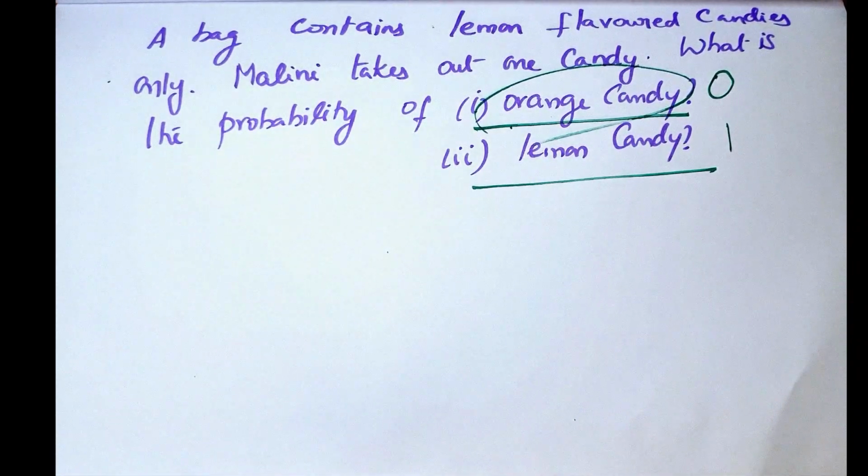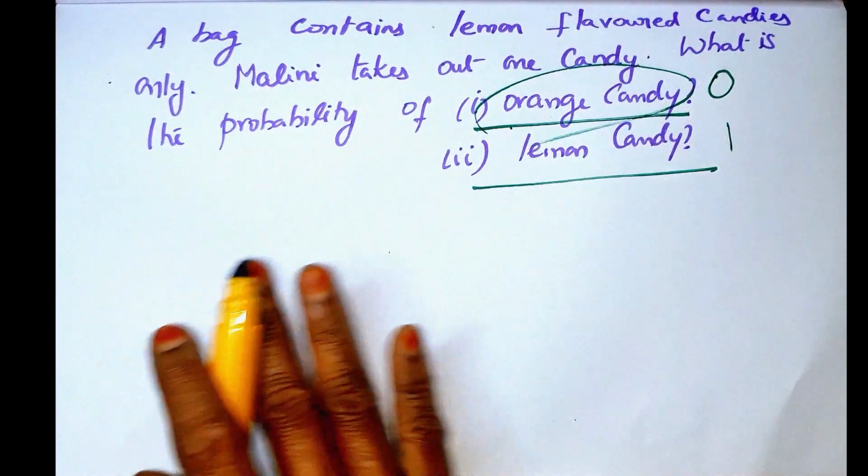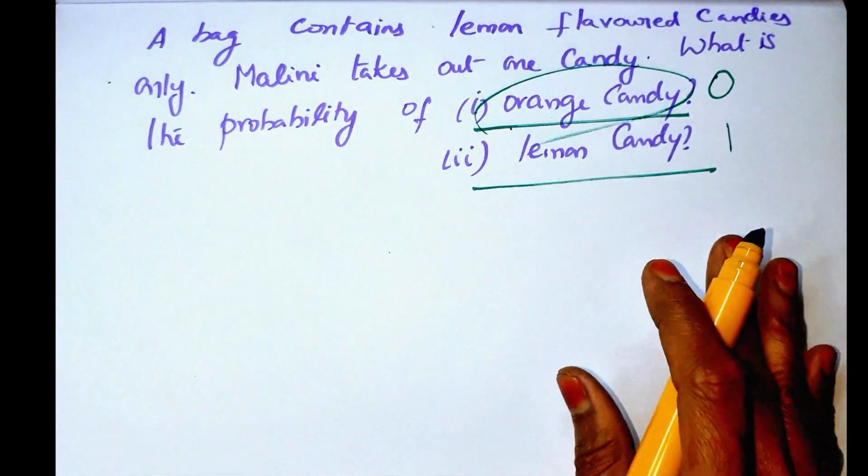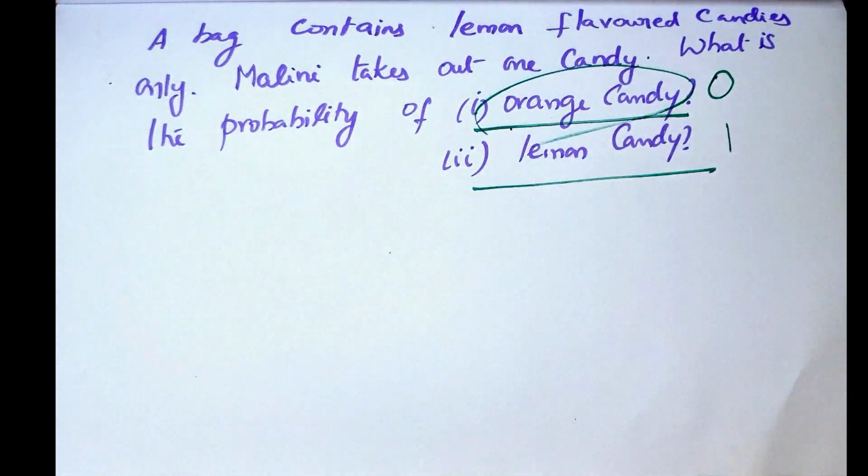Are you clear about probability? Probability, then sure event, certain event, then impossible event, everything, right? Is it clear?